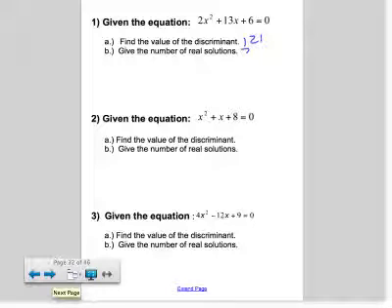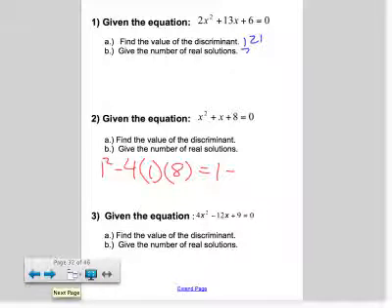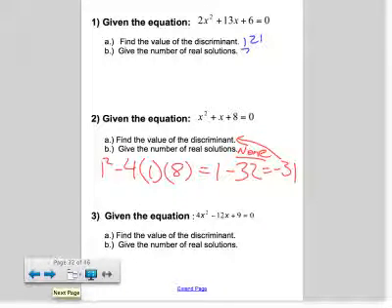Part 2, given the equation, find the value of the discriminant. Again, we have b squared. B here is 1, so I have 1 squared minus 4 times a is 1, and c is 8. As I simplify, 1 squared is 1, minus 4 times 1 times 8 is 32. So I have negative 31 for the value of my discriminant, and since that value is negative, the number of real solutions is none. For this particular problem, that makes your life easy, because as soon as you know there are no solutions, there's nothing more for you to do. You don't have to solve that problem.